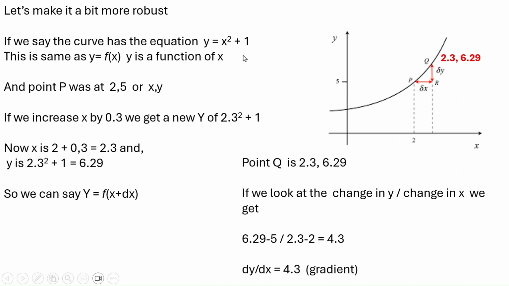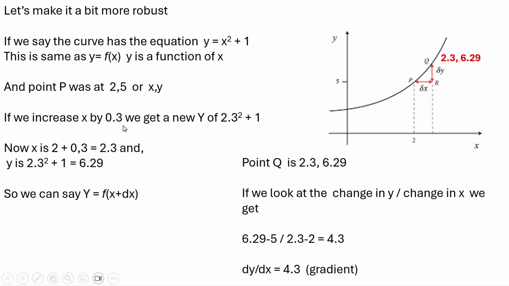Same equation, y equals x squared plus 1. I brought the line up here to represent that we're coming up the axes a little bit. And if we said the point P was 2 and 5, so there's a 2 there for x and a 5 there for y, that's the first point, x, y.